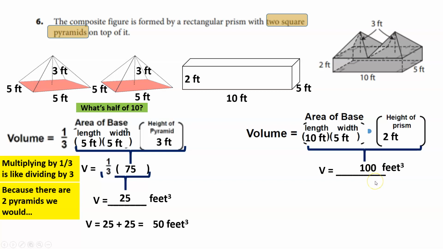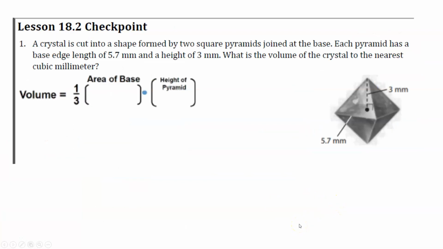So what we're going to do is add these volumes up, our 50 feet plus 100 feet, which is how many feet? A lot of feet. Just kidding. It's 150 feet cubed. All right. Oh, and we're here at the checkpoint. That is the shortest lesson for geometry.